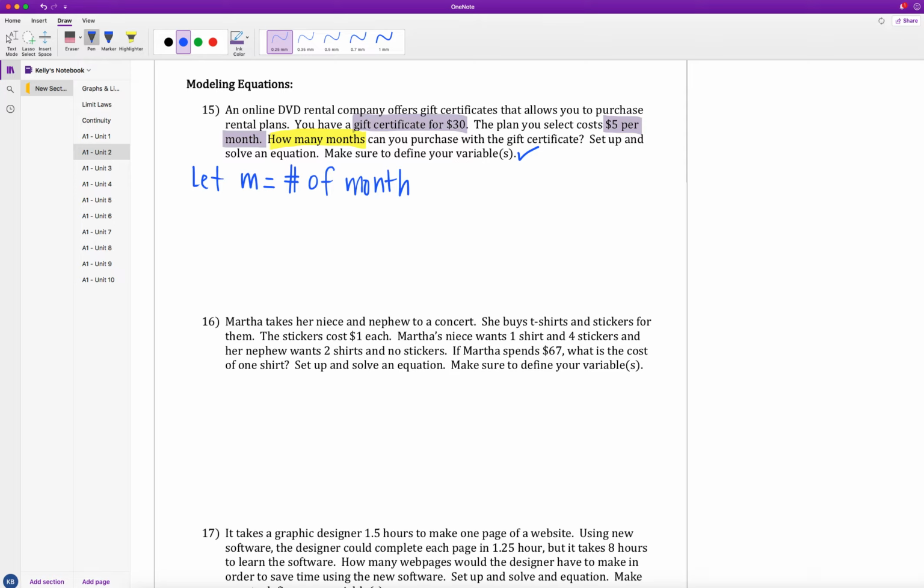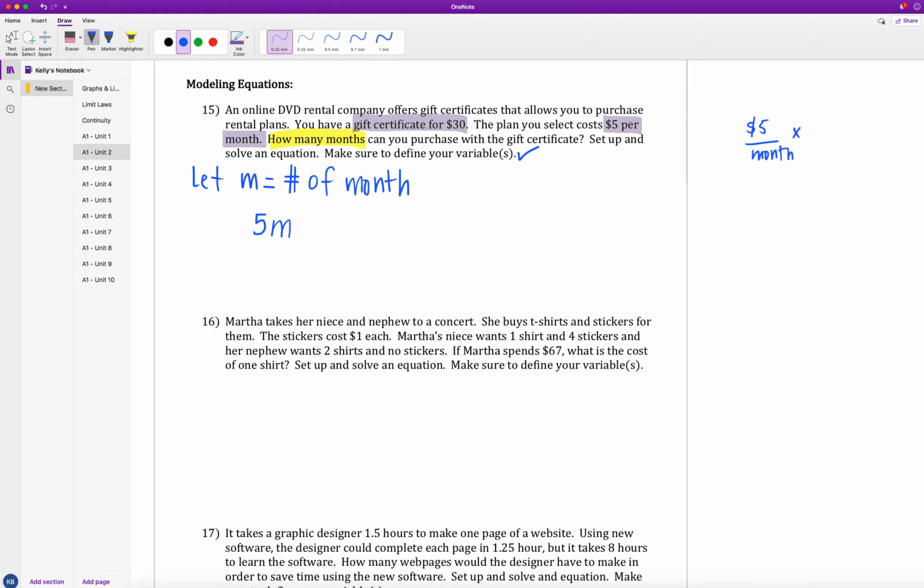The next thing I have to do is set up an equation that I'm solving for. Well, our total gift certificate is for $30 and the plan we're selecting costs $5 per month. And then M is the number of months. So what that tells me is I need to make sure that my units work out. So if I go 5 times M, then what's happening with our units here, if I write it out on the side, is that's really $5 per month.